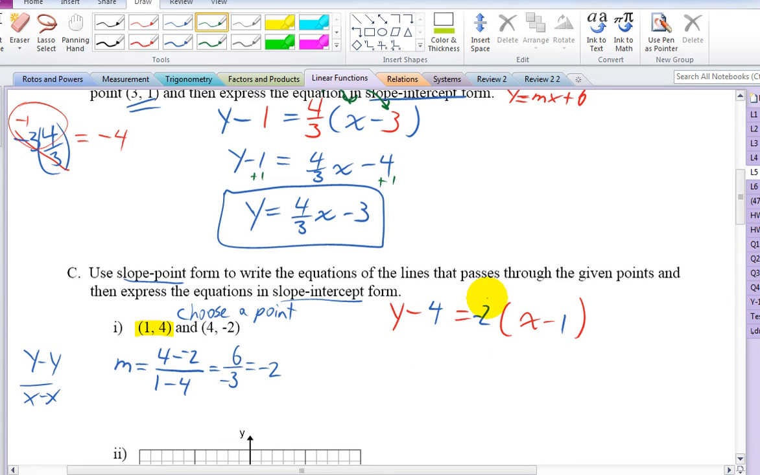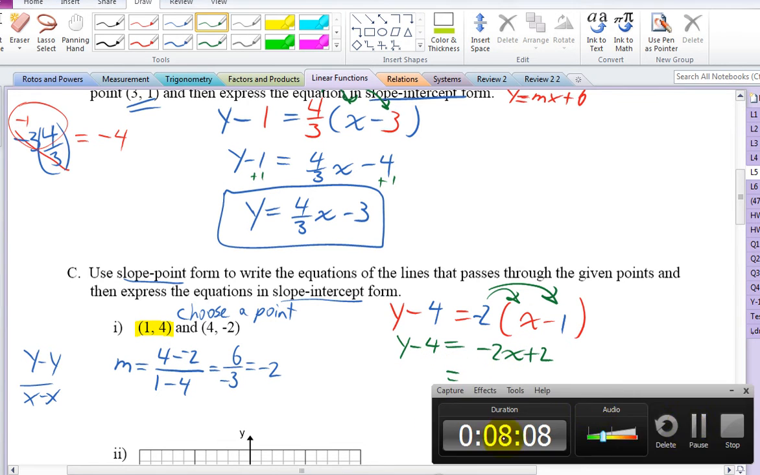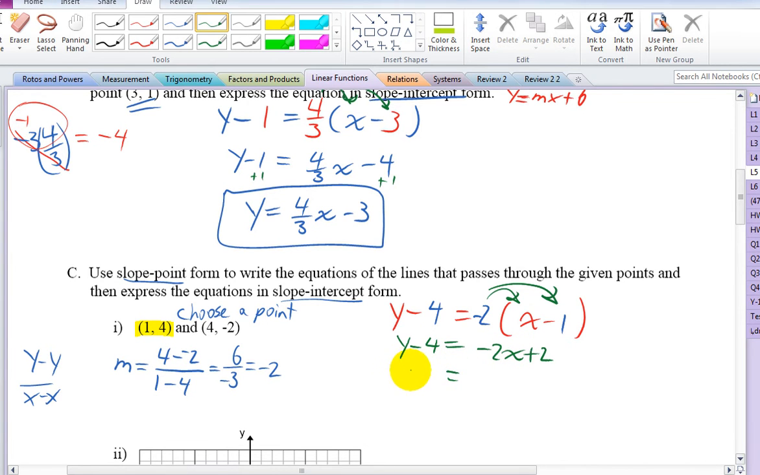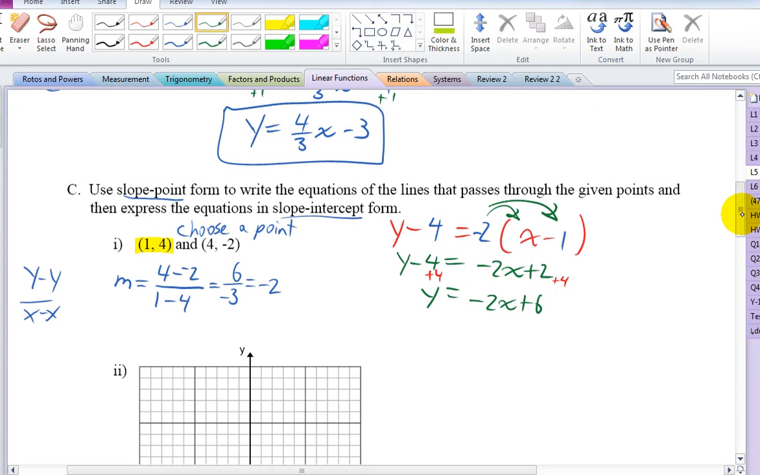Now what you need to do is multiply in. Get rid of your brackets. We've got to change it to y equals mx plus b. So you get plus 4 to move the 4 to the other side. Always do the opposite of what you see. So y equals negative 2x plus 6. Okay, thumbs up, down, in the middle? What would you say? Yeah, it's a little bit harder for sure.